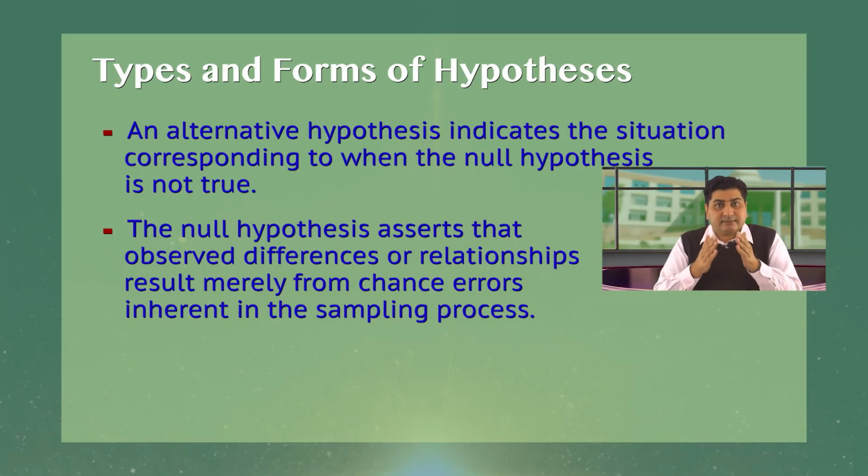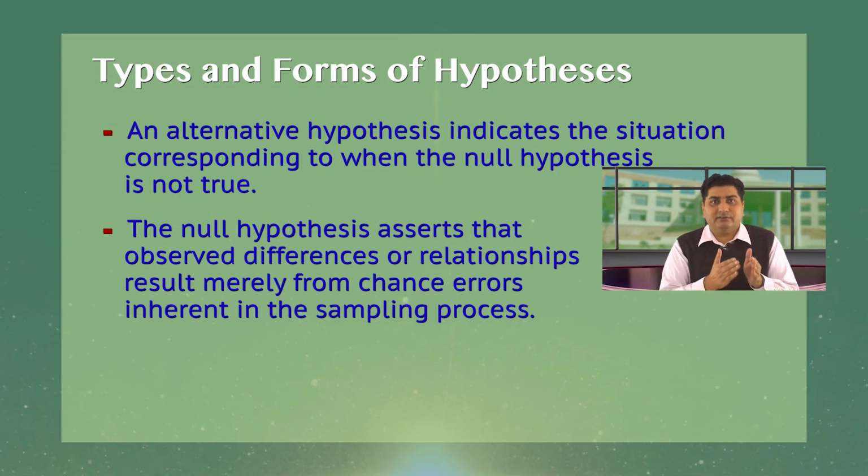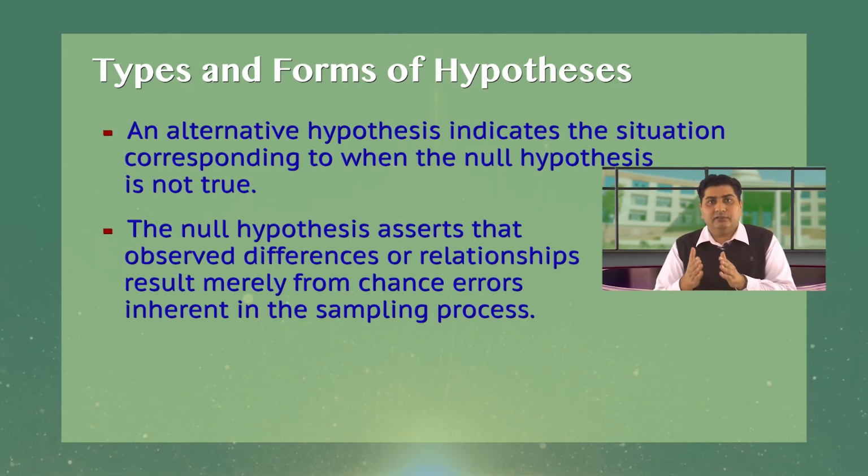The null hypothesis relates to a statistical method of interpreting conclusions about population characteristics that are inferred from the variable relationship observed in samples. The null hypothesis asserts that observed differences or relationships result merely from chance error inherent in the sampling process. That's why it is saying there is no significant difference between these two groups.